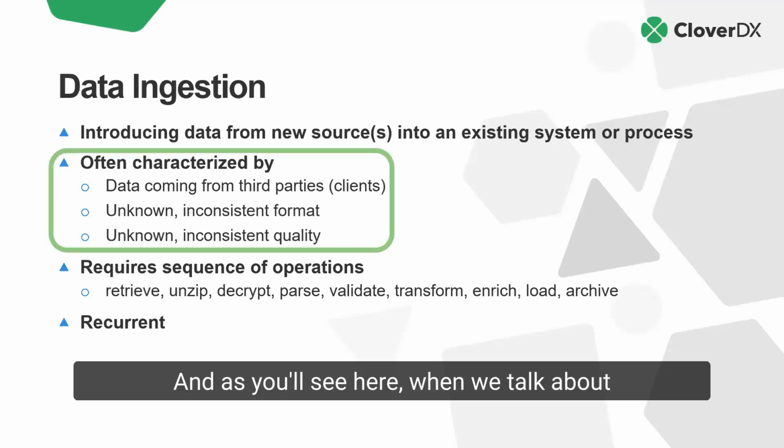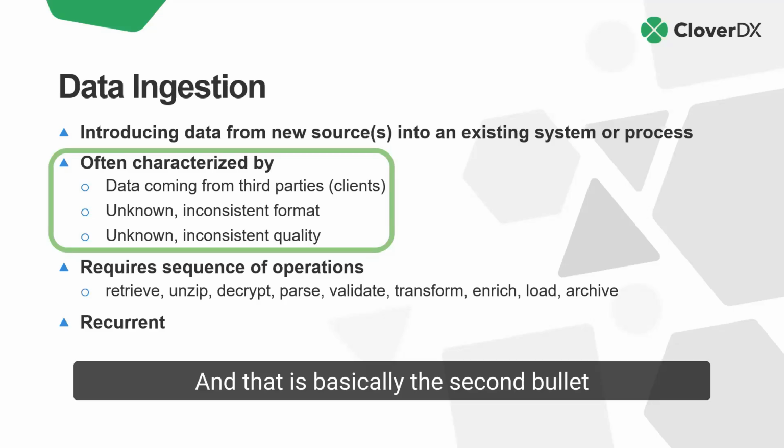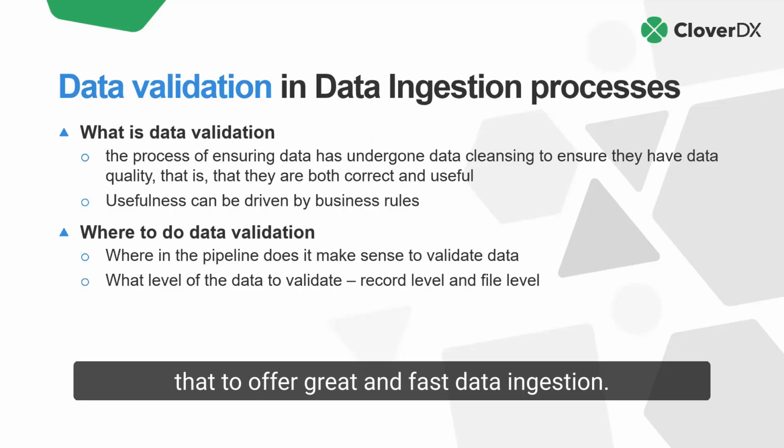And as you'll see here, when we talk about data ingestion, we already teed up in the last webinar a big challenge with data ingestion processes, and that is the second bullet here, where data sometimes can be suspect. You're dealing with third parties oftentimes, and those parties might not always have consistent formatting or consistent quality of their data. Their business processes could change on the fly. They could lose the normal person that runs the process. And so things change, and our pipelines need to adapt to that to offer great and fast data ingestion.